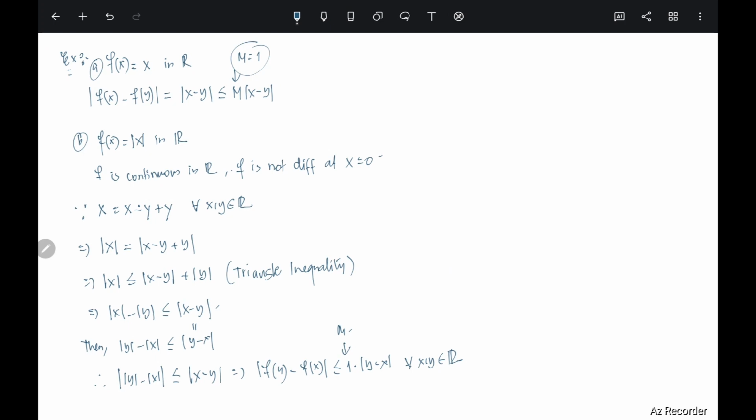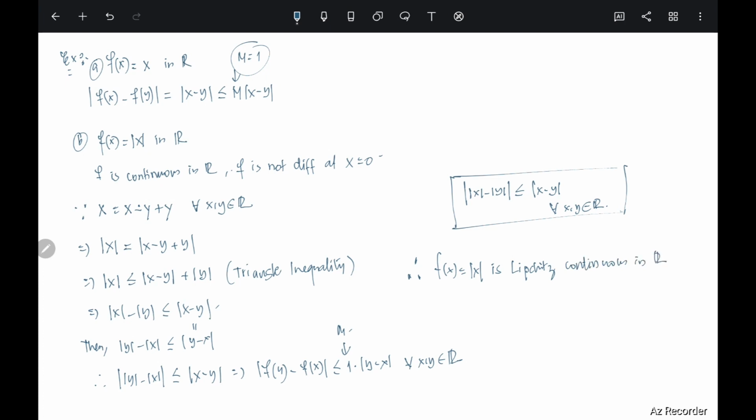Okay, and by the way, please remember this inequality, it is very, very important. Basically it says that mod of mod x minus mod y is less than or equal to mod of x minus y. This holds for all x, y in R. This inequality we are going to use in many other places, but you do realize that you can use it to show that f of x equals mod x is Lipschitz continuous in R. Now you have to understand why I am saying in R.